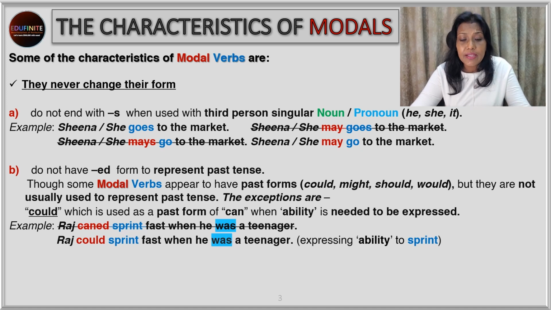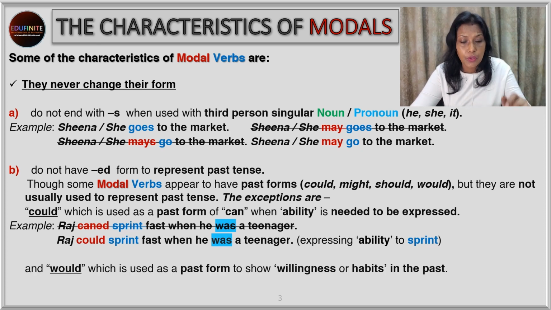Now, we will never say Raj can't sprint fast when he was a teenager. We cannot use ed over here. Can never be added with an ed. Instead, we have to say Raj could sprint fast when he was a teenager. That means it is expressing the ability to sprint. So he could sprint when he was a teenager. So that's reference to the past.